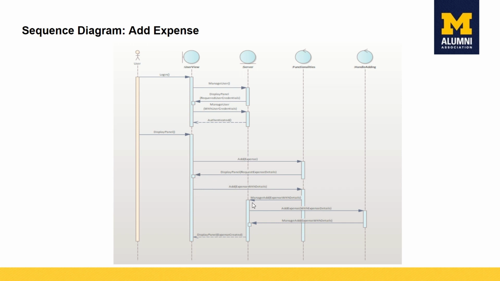So they will send it back to the functionality, and then this functionality will direct it to the server, and the server will direct it to the handle adding, because functionality cannot contact handle adding directly. It needs to use the server because it's in the middle. So it's going to ask the handle adding to format this, and then it's going to send back to the server the formatted information to add it to the database. And if that's successfully added, it's going to send back a message saying an expense is created.